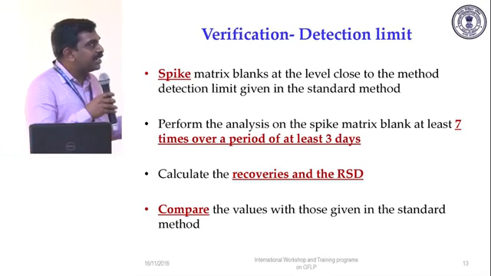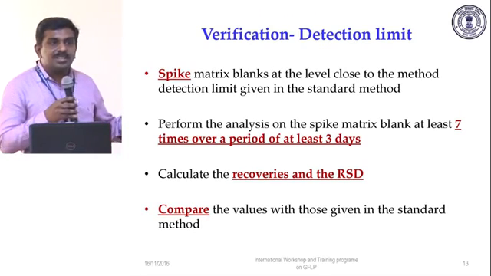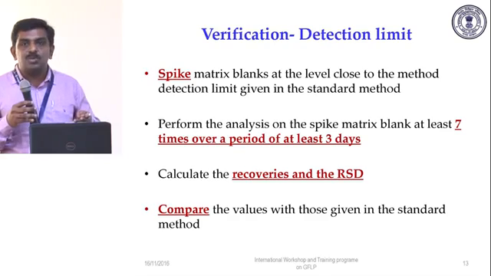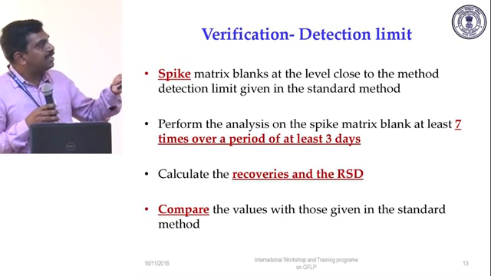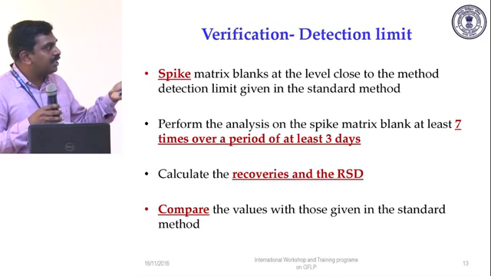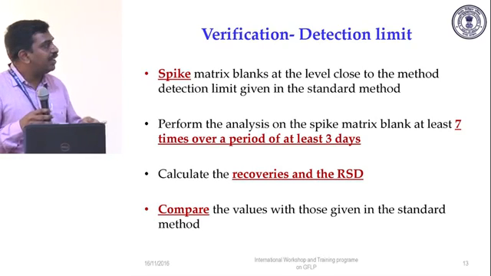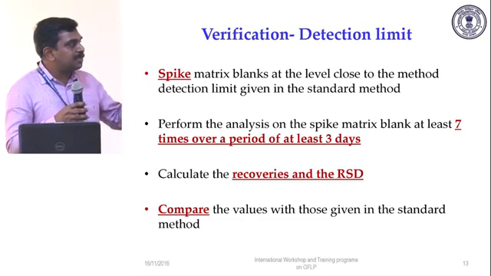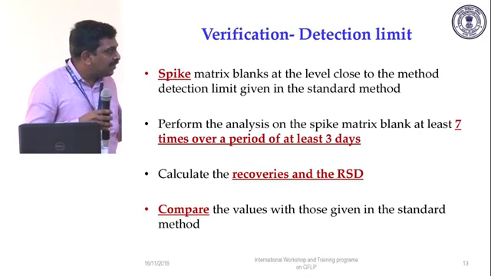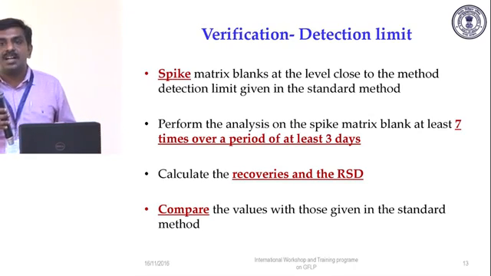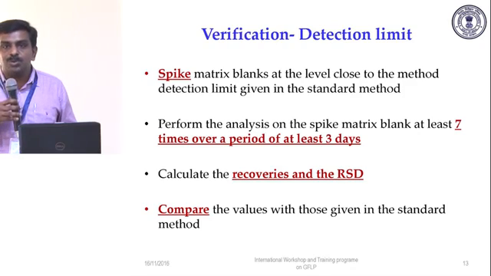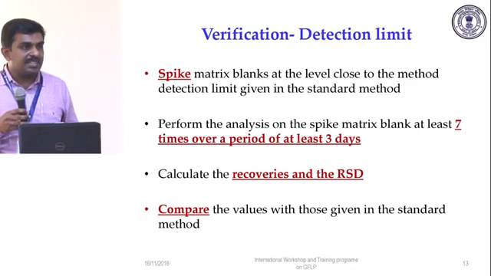So how do we do a detection? Spike. I'm talking mainly about a residue or a contaminant perspective. So you spike at some level close to the method detection level, just to verify it, then perform the analysis on the spiked matrices at least 7 times. See, statistically, if you have 5 or 6 data points, that is more than enough to do statistics.